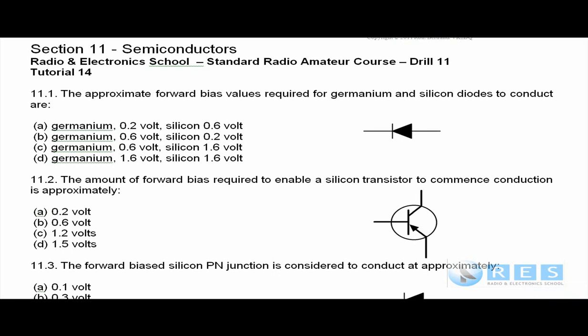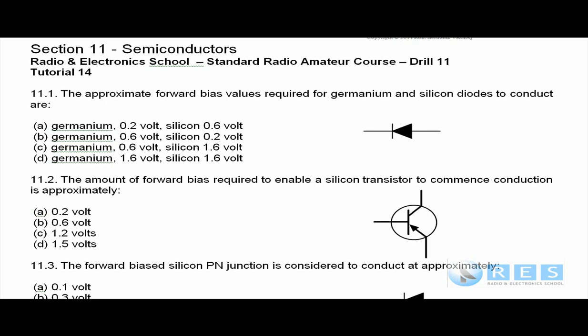Let's have a look at section 11, semiconductors, and these are typical assessment questions, not the same, but very typical in format and content. The first question is about a diode. A semiconductor diode, or any diode, is a device that will conduct current in one direction only, and most semiconductors are made of germanium or silicon.